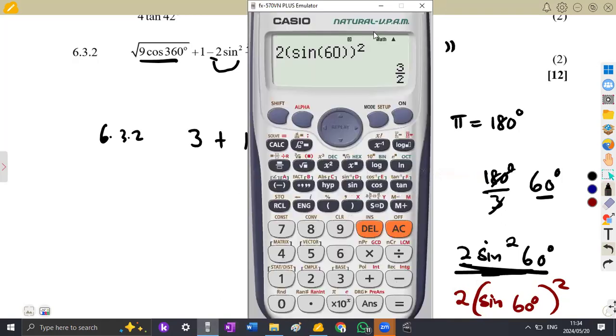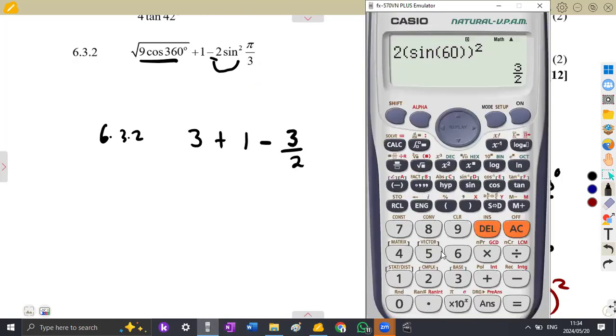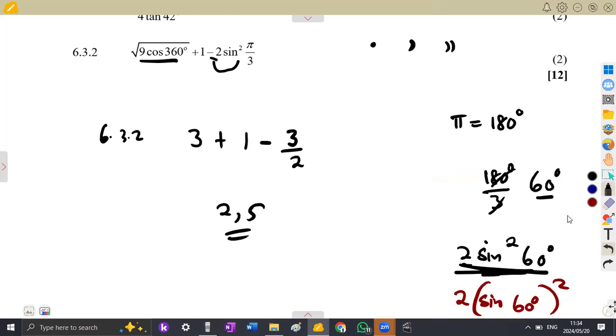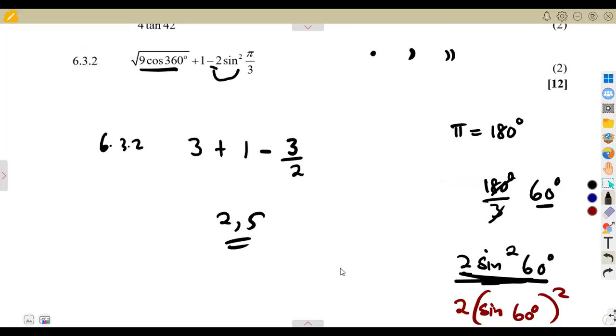So this is it. You can even simplify everything together: 3 plus 1 minus 3 over 2. This was going to give us 5 over 2, or as a decimal, 2.5. So you can write this as 5 over 2 or just as 2.5. So these are the typical questions where the calculator is needed. They need you to use the calculator. They want to see how you apply or how you use the calculator at the end.